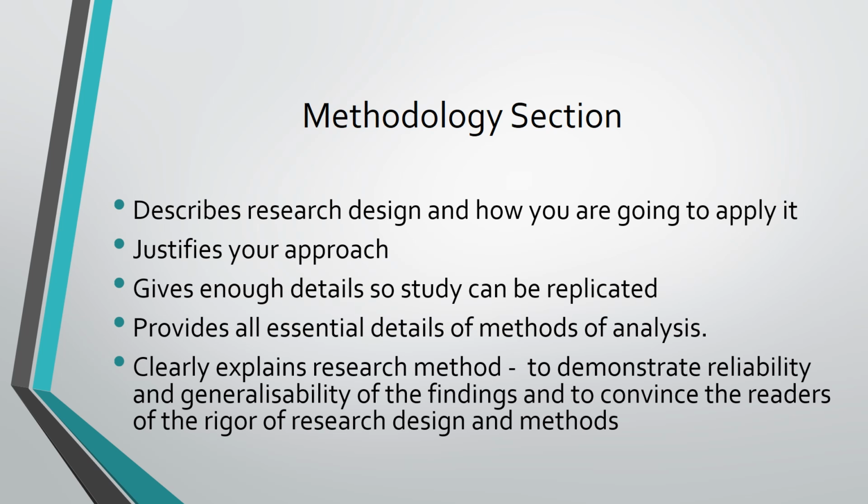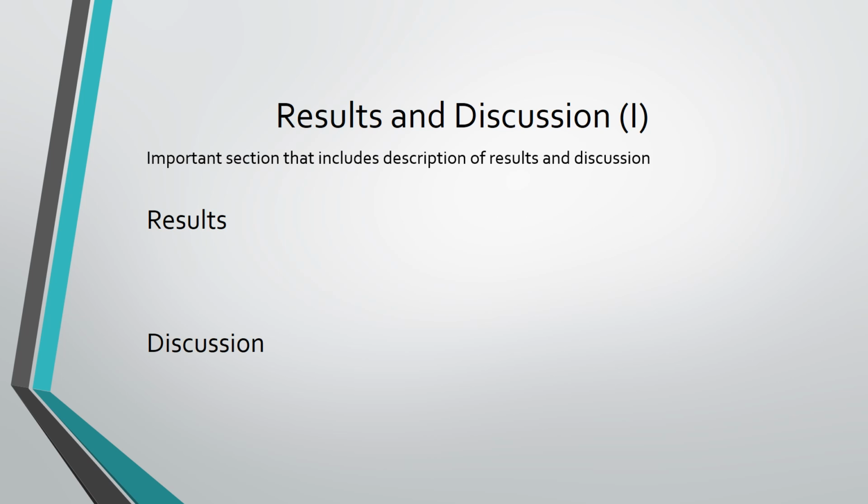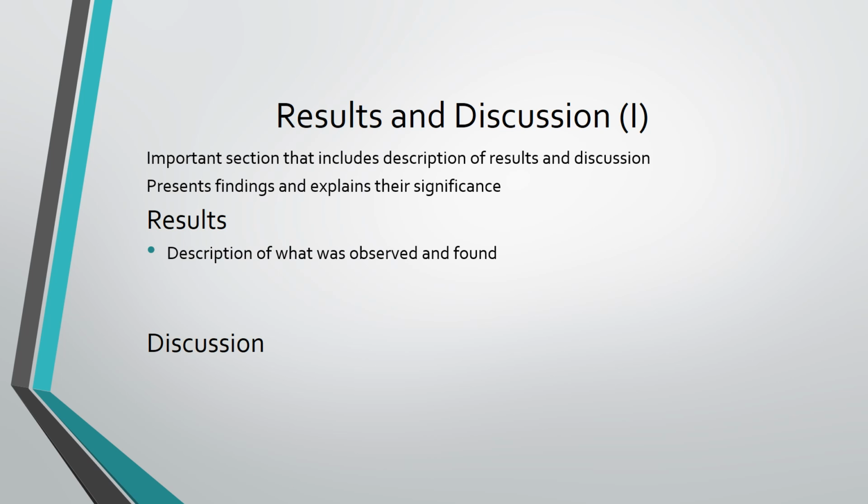The results and discussion section is the most important section of your report, as this is where you present your findings and explain their significance. The main purpose of writing up your results section is to inform your readers about what you observed and found during the research process.